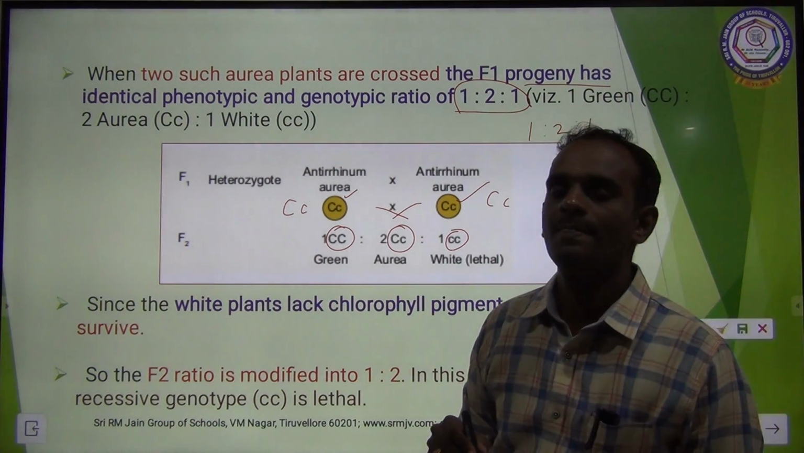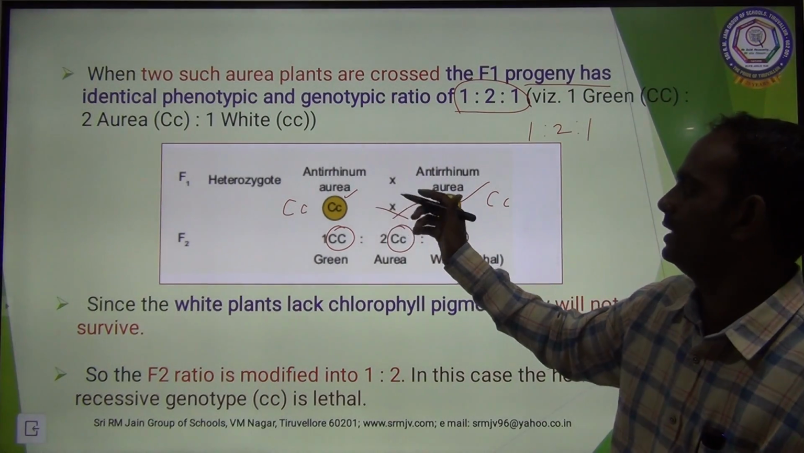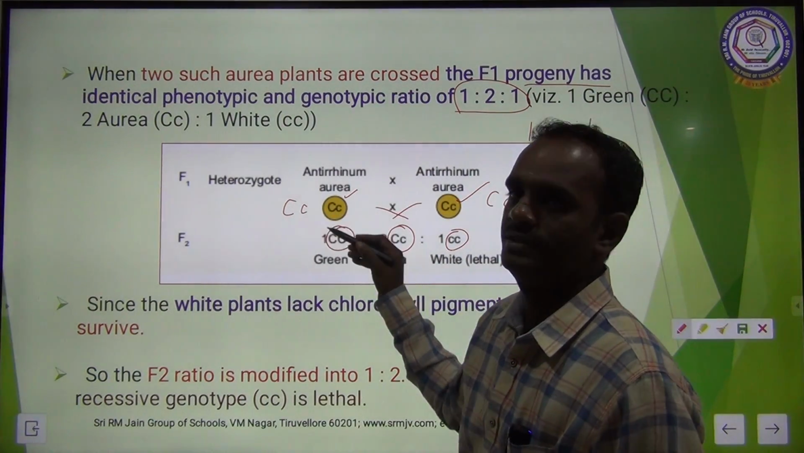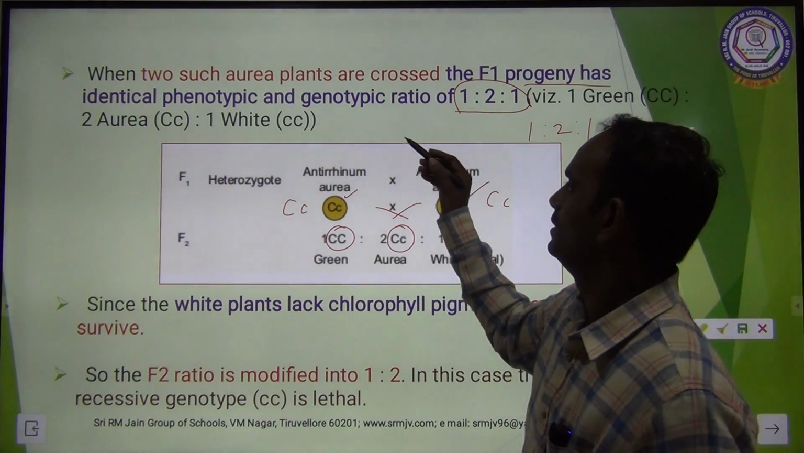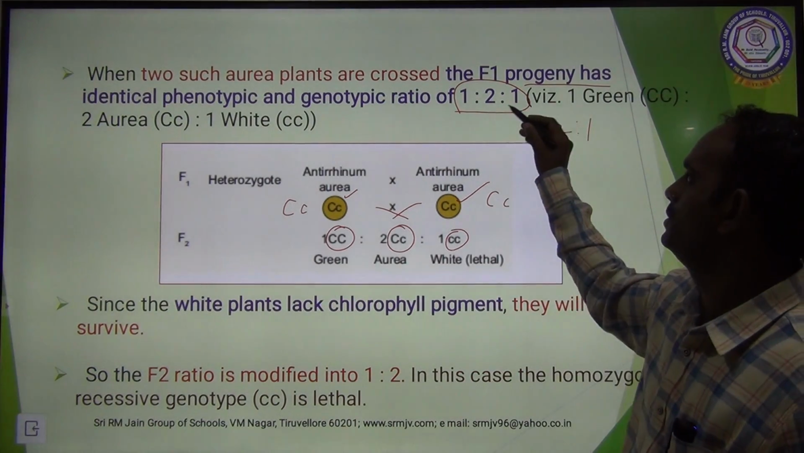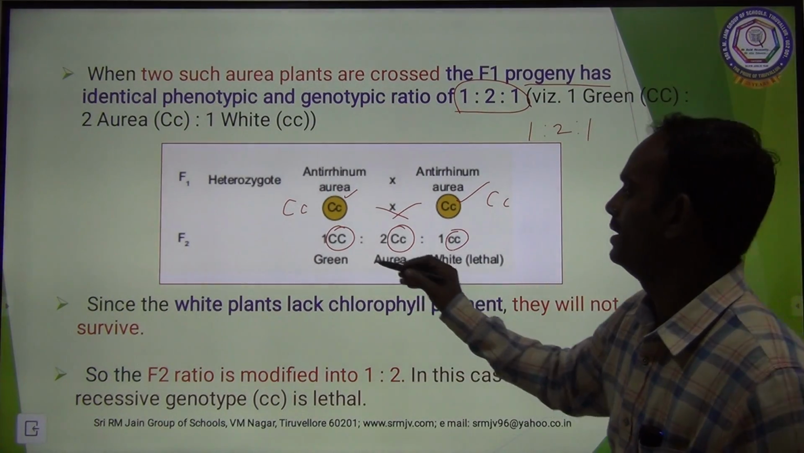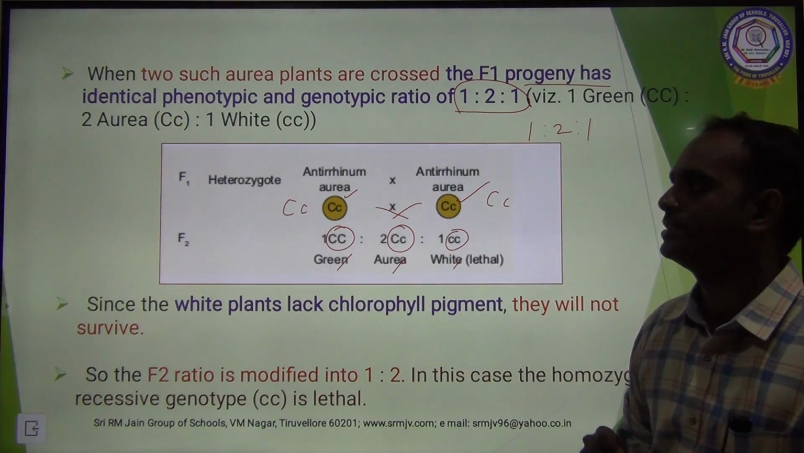Once again I am repeating, the two Arya plants were crossed. The genotype is heterozygous. These two heterozygous plants are crossed with each other to form the identical phenotypic and genotypic ratio of 1:2:1. So one green, two Arya plants, and one white.